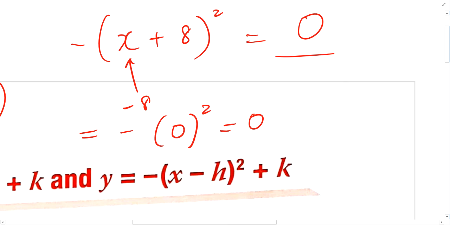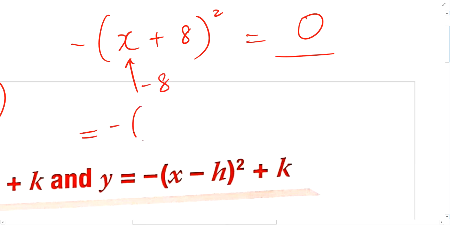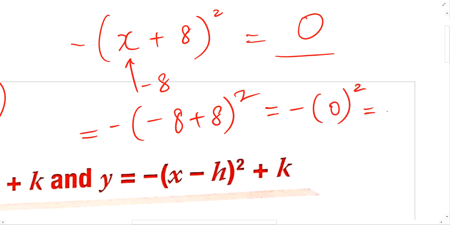Okay, yes, Sophia, question. Do we need to expand this? Let's try expanding it if you want to. So we say x was negative 8, so we have negative 8 plus 8. This is substitution, right? Do you want to expand this, a squared plus 2ab plus b squared, or do you want to just take negative 8 plus 8 and then see what happens? We should do that, right? So this gives us negative 0 squared, which is 0.